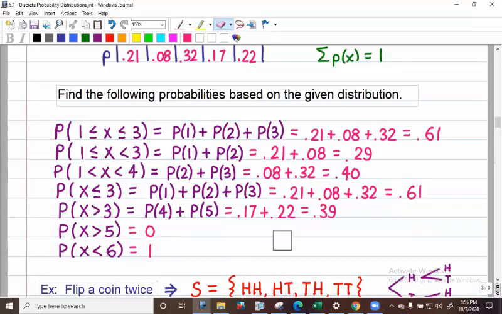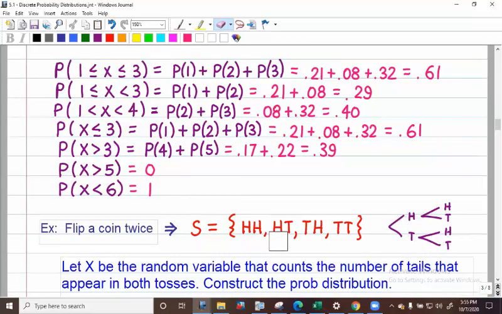Let's take a look at this coin flip example. Flip a coin twice. I just kind of drew a tree here. I'm not going to do more than 2 coins, but if we did more than 2 coins, it helps if you draw a tree to follow to be able to list all the proper outcomes.